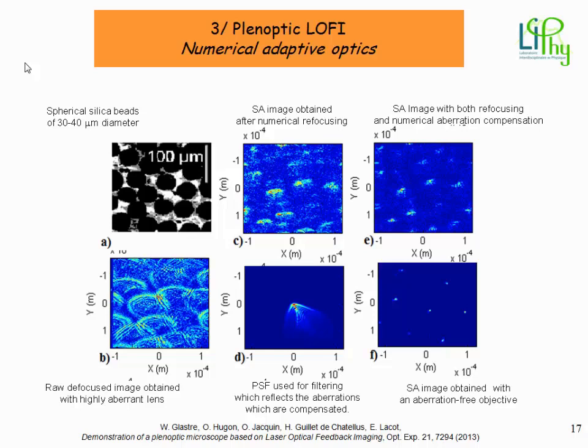Just the comparison of figure C and figure E shows an improvement of the image quality, which shows that it is possible to do numerical correction of optical aberration with our LOFI setup. But the comparison of figure E with figure F also shows that our numerical correction is not perfect and needs to be improved.